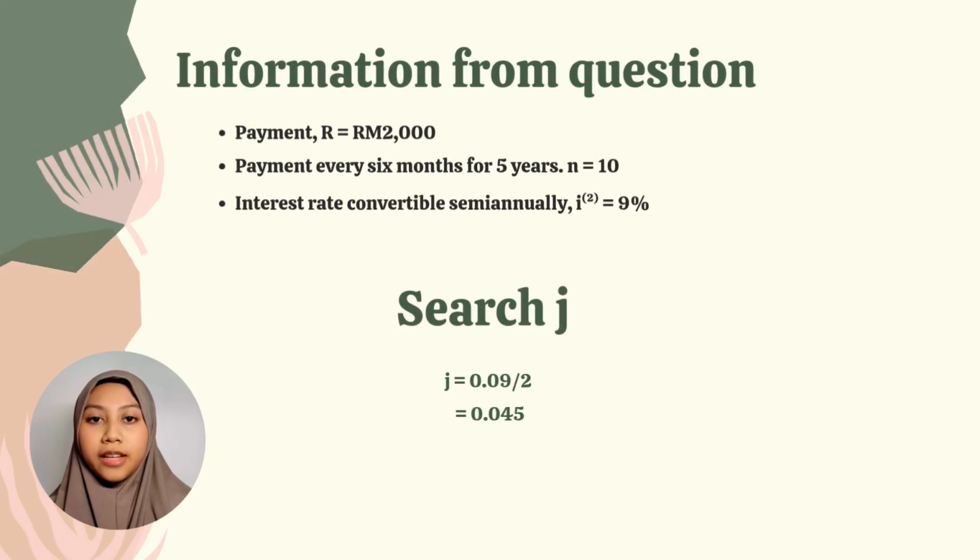Next, we extract the information from the question: the regular payment is RM2,000, and the payment is made every 6 months for 5 years, which means n is equal to 5 multiplied by 2, which equals 10. And the interest rate convertible semi-annually, i upper 2, equals 9%. Before we get into the time diagram, we must make sure that the interest rate follows the time of the payment term, which is 2 times a year. So the 9% we divide by 2 because of semi-annual payment, and it equals 4.5% or 0.045.